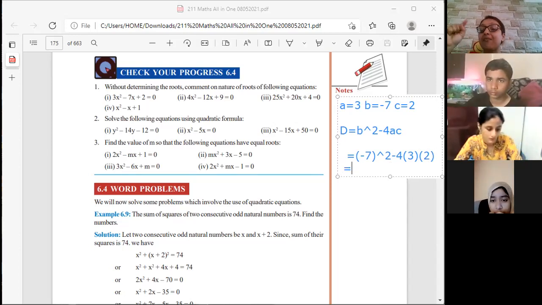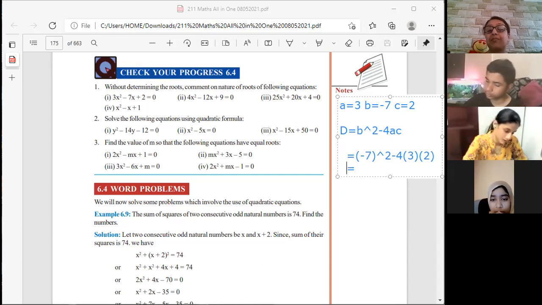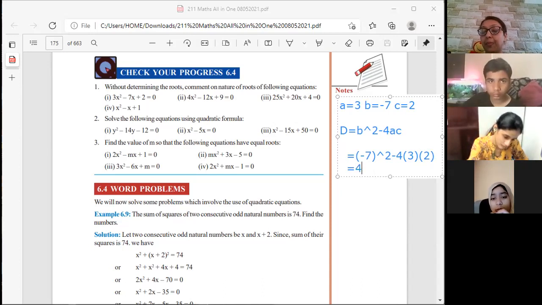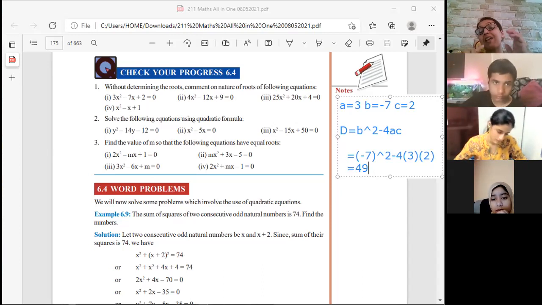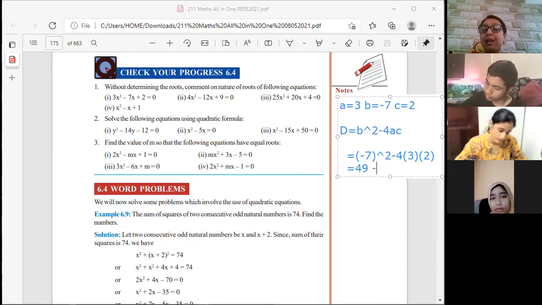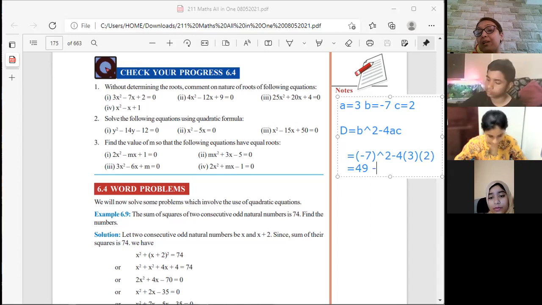Now tell me minus 7 the whole square. What is the answer that I will get for that? 7 squared is 49. Minus becomes plus because I'm doing square. So minus 7 multiplied by minus 7, minus times minus will become plus, and 7 multiplied by 7 will become 49. Correct? Okay. Now I put that minus sign that is there in the formula.